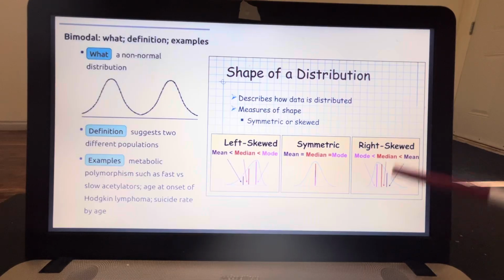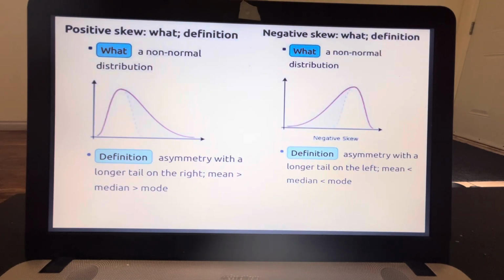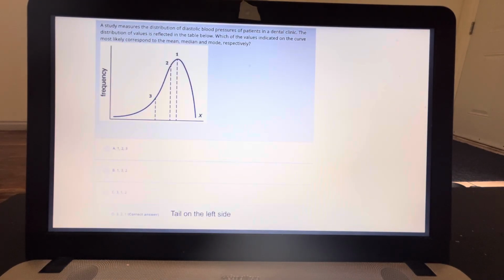They will ask you with an example. Can you tell which is the highest value? For that, first you should know where the tail lies. So this is positive skew and negative skew. Just like this question, it is asking where the mean, median, and mode are. Look, the tail is on the left side, so mode will be greater than the median, which is greater than the mean. So the number 3 to 1 is mean, median, mode.